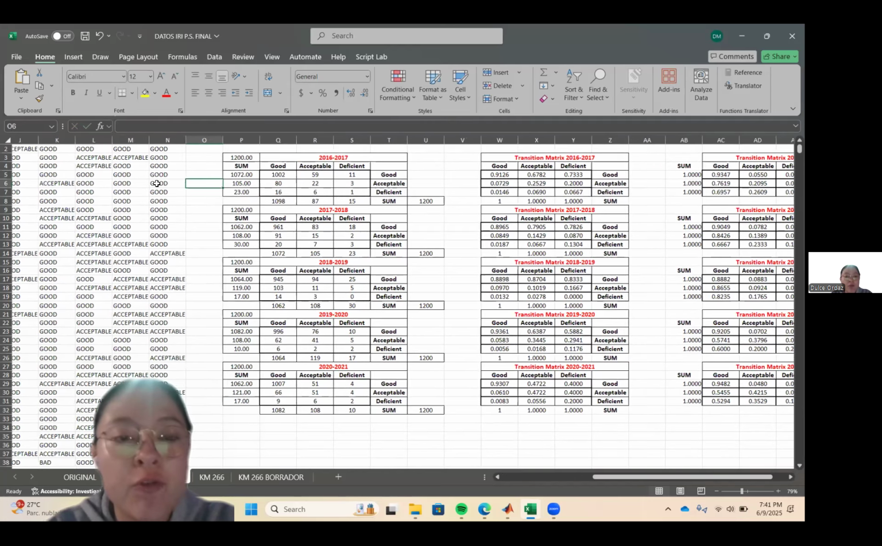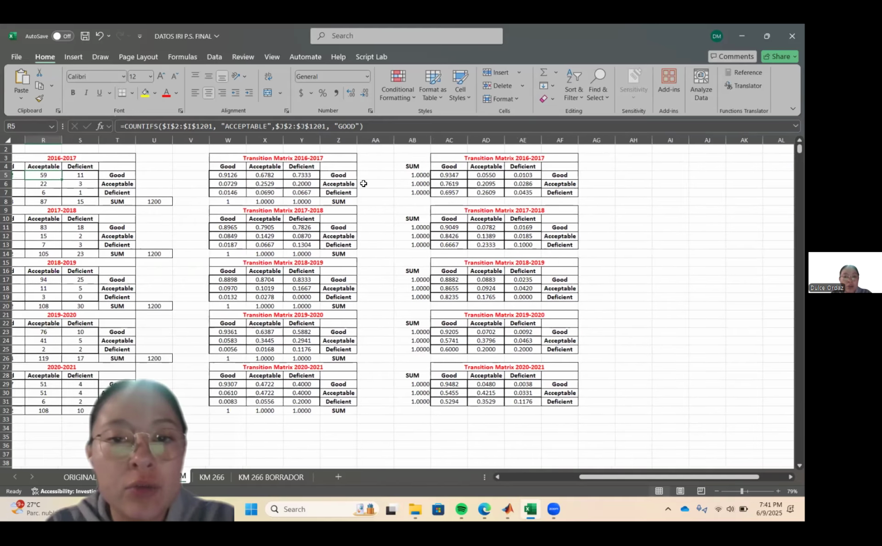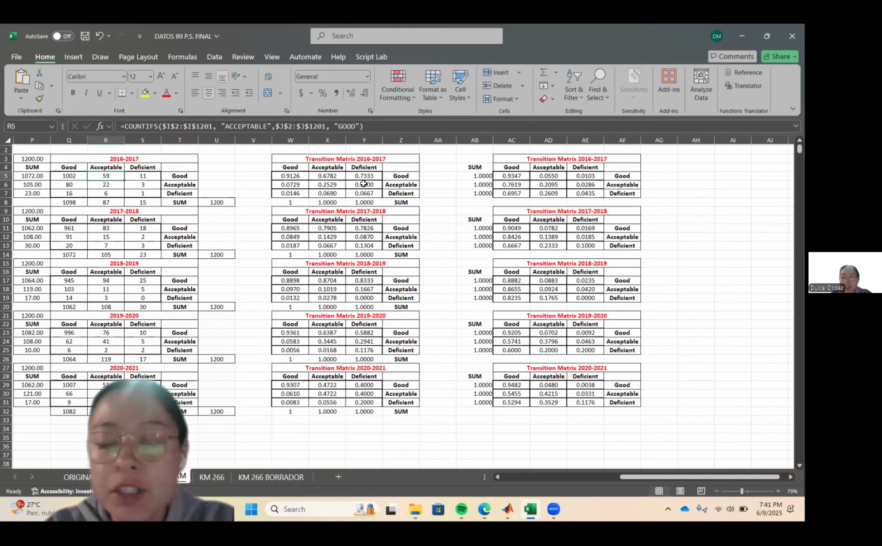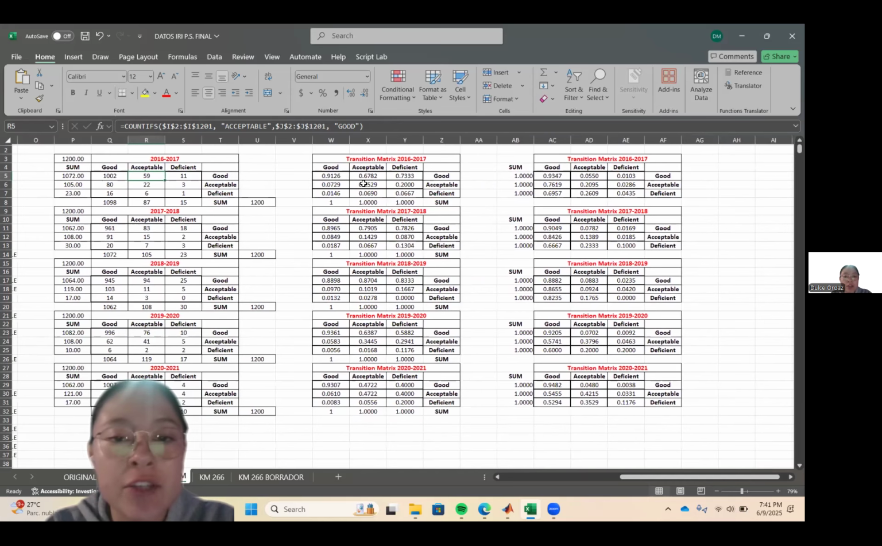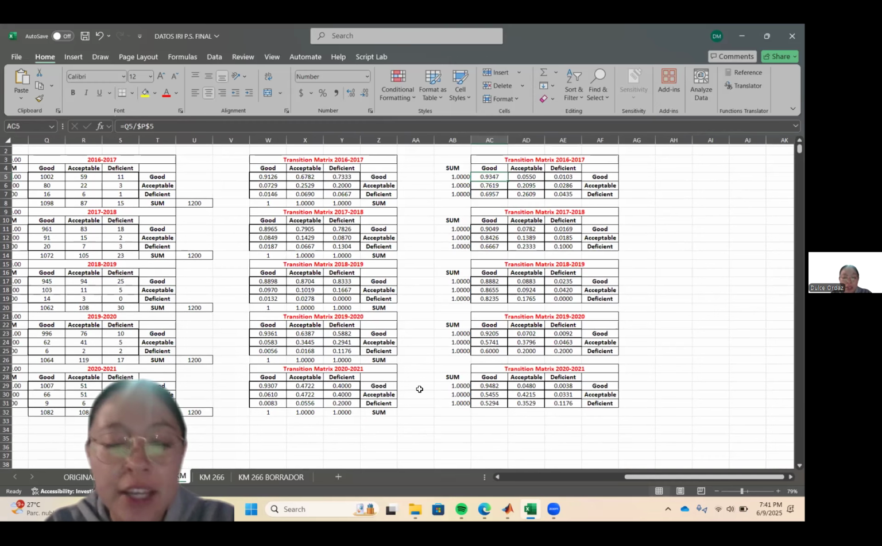We count how many changes from good to good, acceptable to acceptable, and we did exactly the same for all these. And we make the sum horizontally and vertically to make two different types of transition matrix. But in our case, we chose the horizontal matrix because, well, I'm going to explain this with MATLAB.